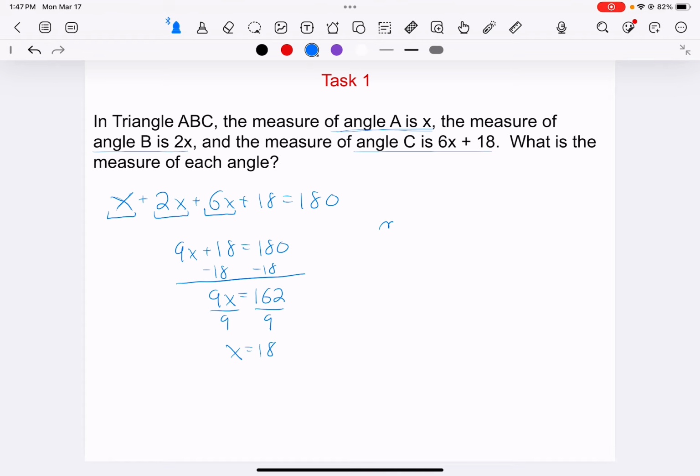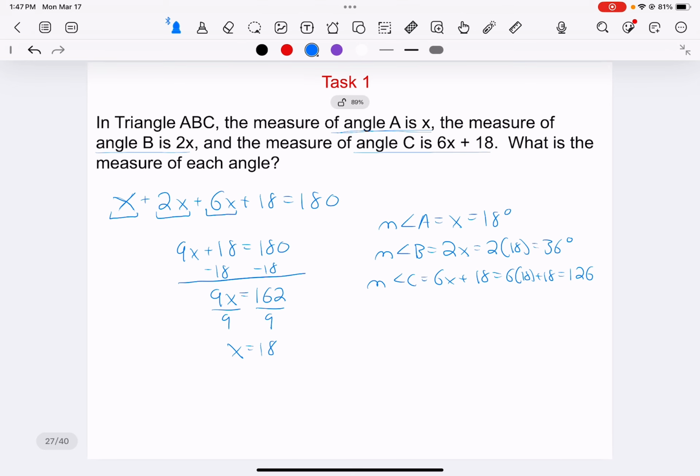So if x equals 18, that means the measure of angle A, which is equal to x, is 18 degrees. The measure of angle B is 2x, so that's 2 times 18, which is 36. And the measure of angle C is 6x plus 18, which is 6 times 18 plus 18. And when I evaluate that, I'm left with 126. So that would be the measure of the three angles in this triangle.